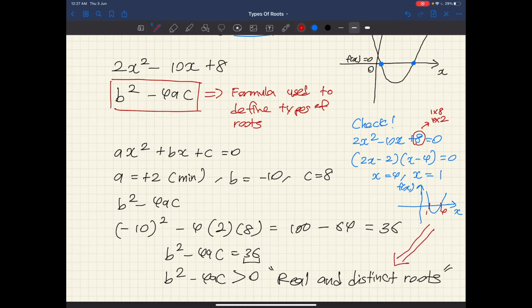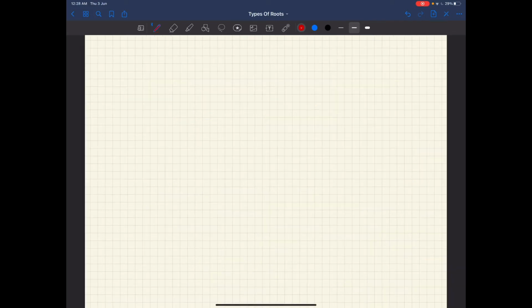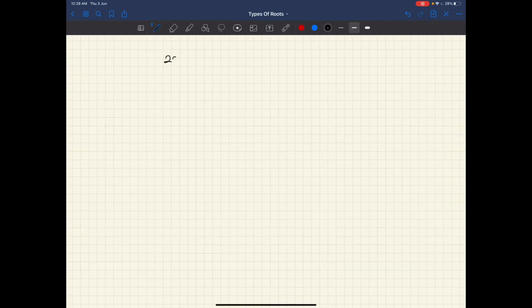identification process. You can visualize this on your graph. You have real and distinct roots. Now let us do one more example: 24x equal to 9x squared plus 16.